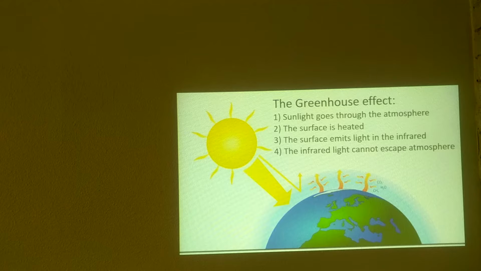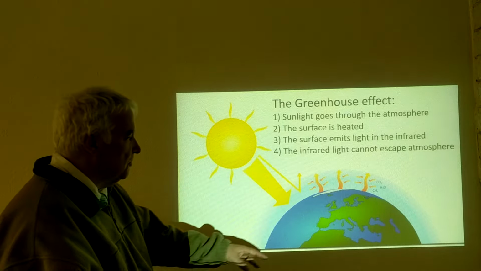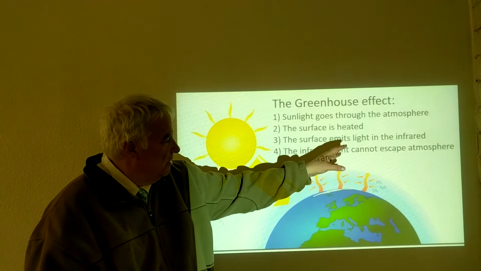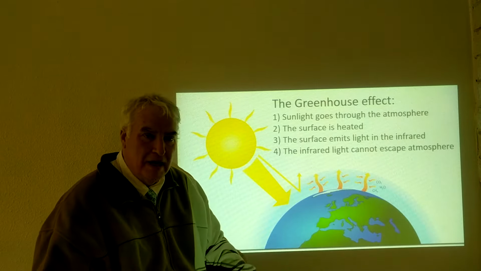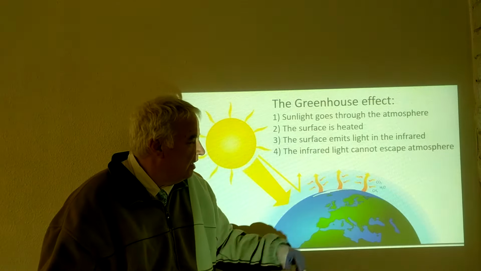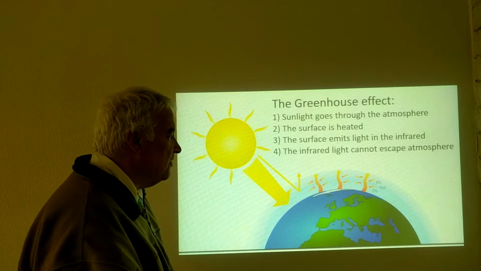The surface is heated, and the surface, as it warms, ends up emitting black body radiation in the infrared because of its temperature. The infrared light cannot easily escape the atmosphere. The infrared light works its way through the atmosphere, but then may be absorbed by so-called greenhouse gases such as water, H2O, carbon dioxide, CO2, and methane, CH4.